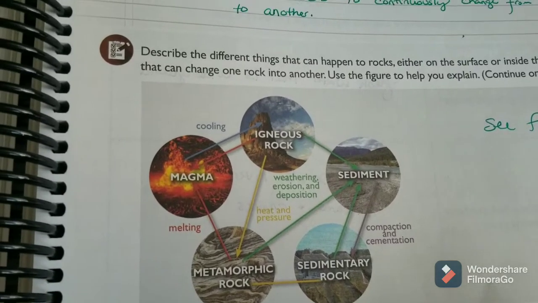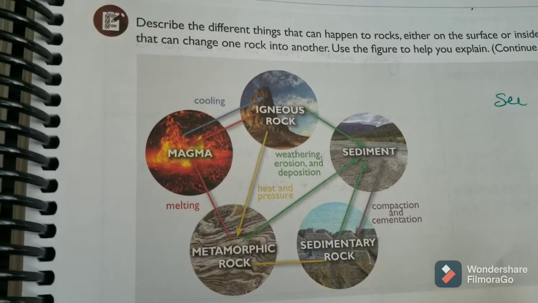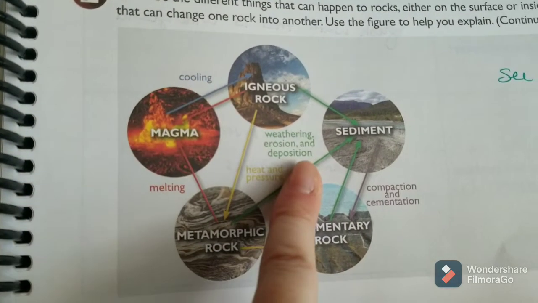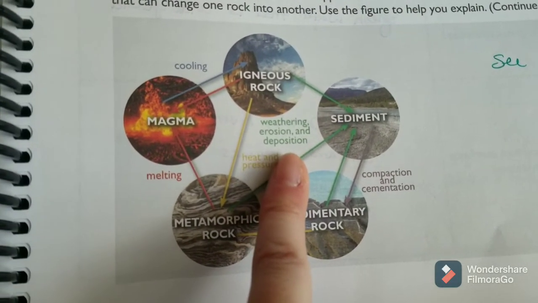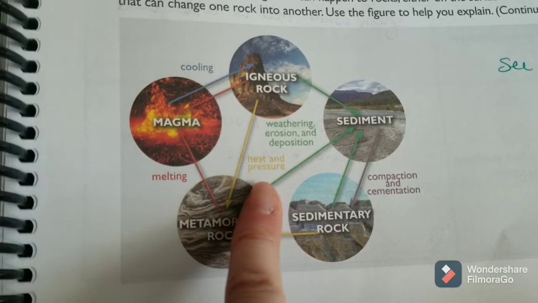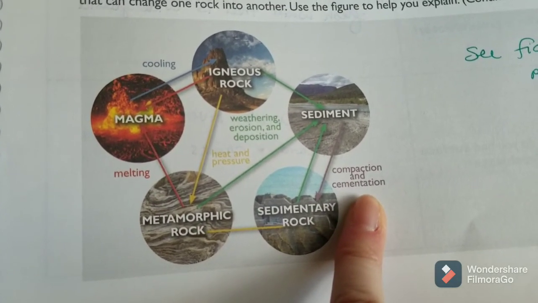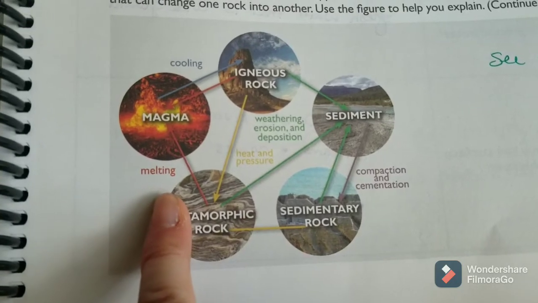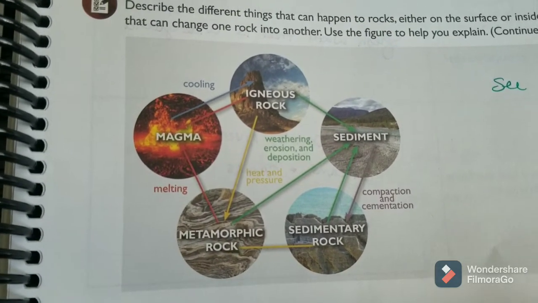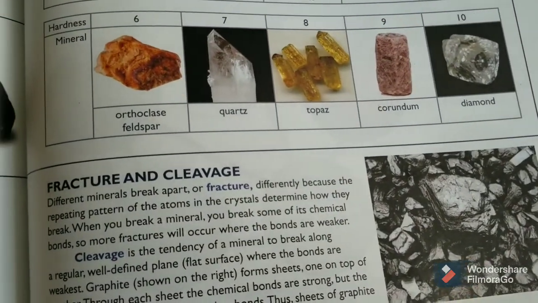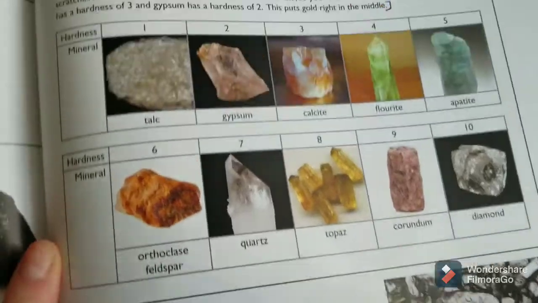I've got a reference to look in the book on this, but we'll look real quick here. These are the processes: cooling, weathering, erosion, deposition, heat and pressure, compaction and cementation. That's hard to say, and melting. So those are some of the different things that can happen. And we're going to look at page 445 real quick.